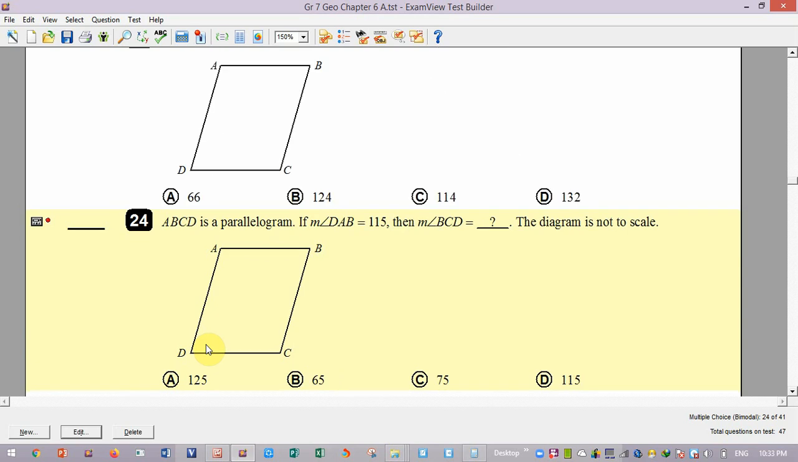24. Measure of angle DAB, this angle, okay? This angle equals 115. Then angle BCD, this angle, they are opposite angles A and C. They are congruent. This angle is 115, the angle C is also 115. Then 24, the answer is D. Letter D.